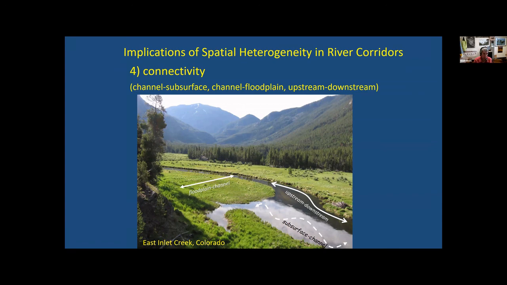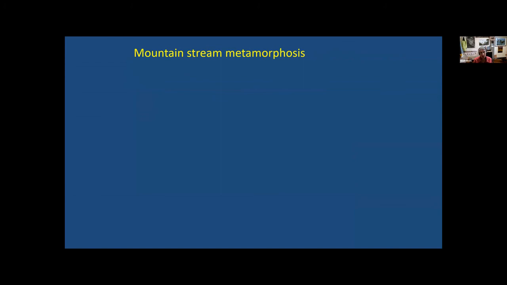So applying some of these ideas to the mountain streams that I work on in Rocky Mountain National Park, I borrowed a phrase from Stan Shum. He referred to river metamorphosis of some of the plains rivers in Colorado. What I see in the mountain streams is a metamorphosis over the past century from more spatially heterogeneous to more homogeneous, or simple and uniform.